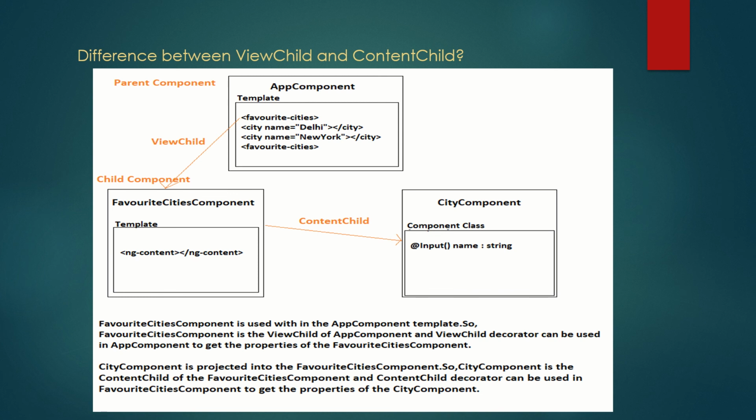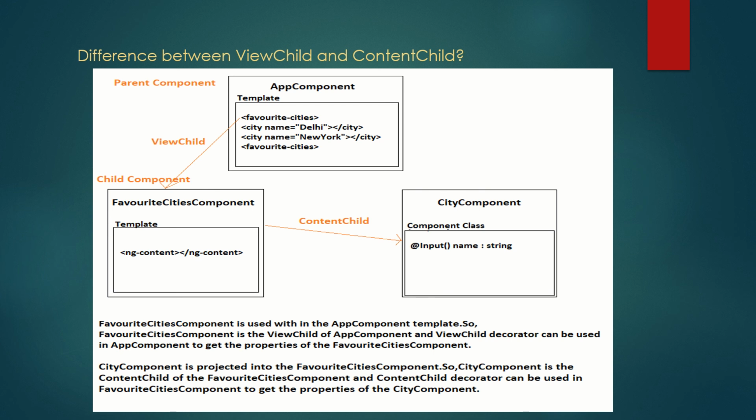Suppose the application has three components: app component, favorite cities component, and city component. Here in app component template, we have used favorite cities component. So app component is the parent component and favorite cities component is the child component. Actually, this favorite cities component is used within the template of app component. So this is the view child of app component.